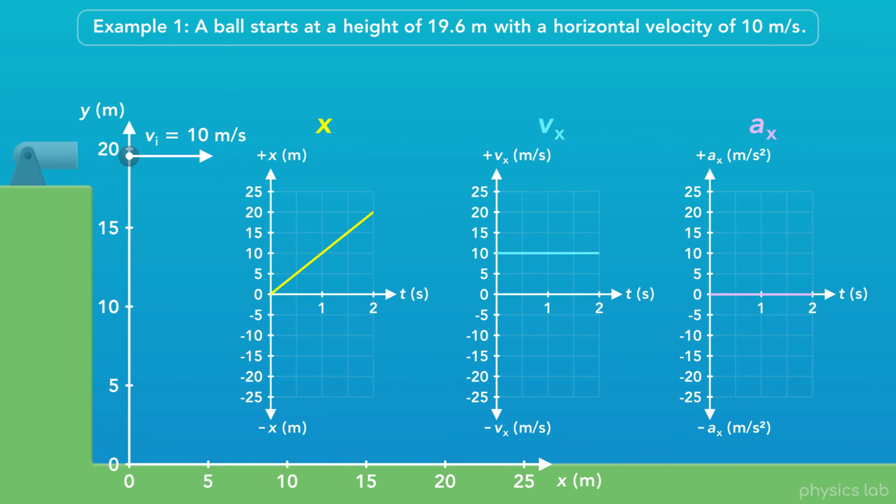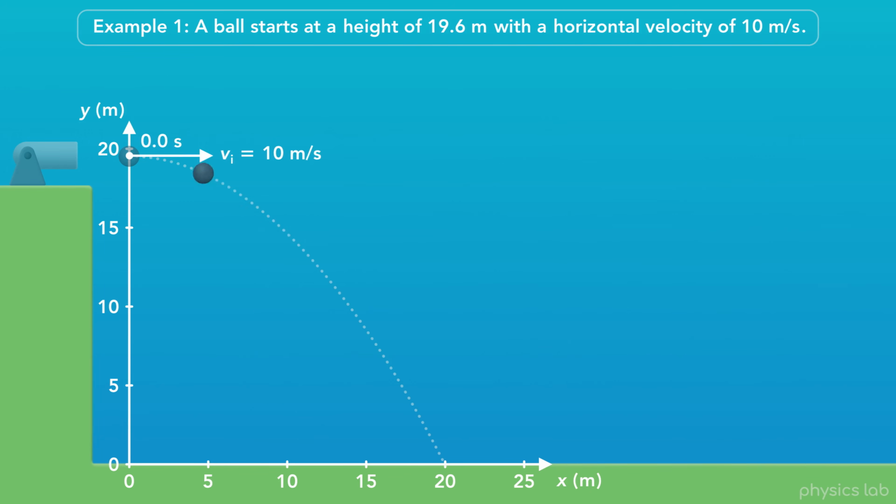And here are the graphs for the x position, x velocity, and x acceleration. These are just the graphs for an object with a constant velocity, so again, they're not as interesting as the y graphs. The acceleration in the x direction is 0, the velocity is always positive 10 meters per second, and the x position increases over time. Since the acceleration is 0, the slope of the velocity graph is 0. And the velocity is constant, so the slope of the position graph is constant, and it's a straight line.